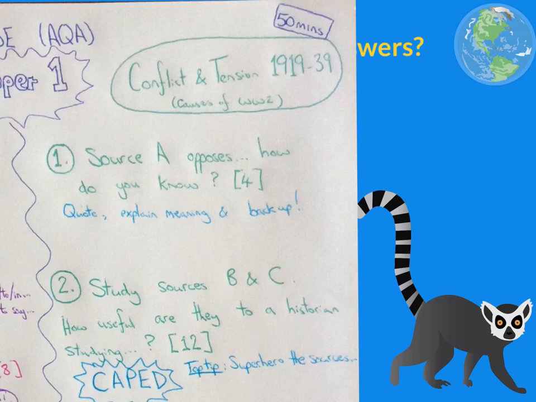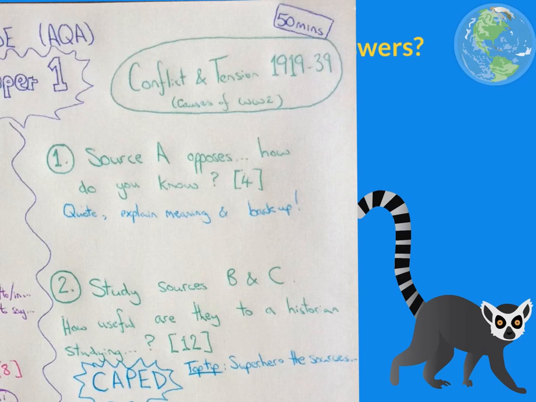So this is a nice question. You just quote something the source says or shows, you explain its meaning, and you back it up with a piece of your own knowledge. So for example, if the source says perhaps source A opposes the Treaty of Versailles, how do you know? You might quote something it says about the fines being too big, or perhaps the picture shows, the very famous one, for example, where Clemenceau is shown as a vampire sucking the life out of Germany. You explain the meaning.